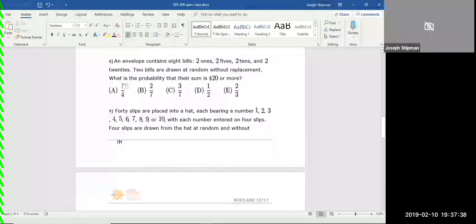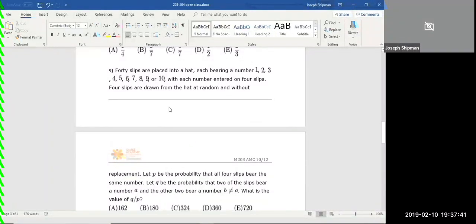Okay. Here's the more finite probability. 40 slips are placed into a hat, 4 copies of each number, 1 through 10. We draw 4 at random without replacement, and we want to know the chance that we get all 4 the same, or 2 of one and 2 of the other. So if this were poker, we could get a 4 of a kind or 2 pair. What is the probability? And I guess we really need to find a ratio of 2 probabilities. So let's see.